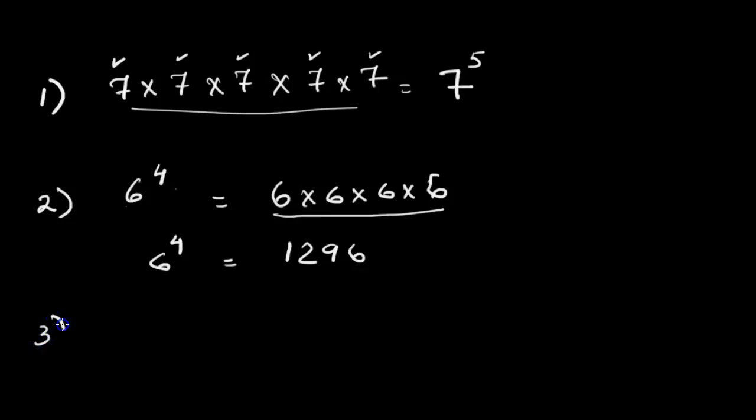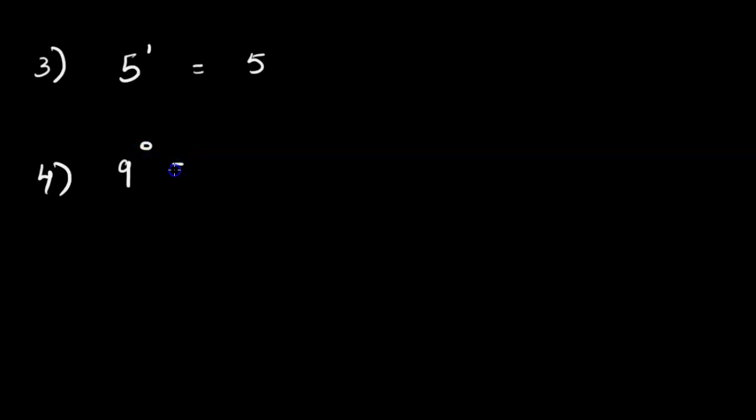Here we have to note one thing: if a number is raised to the power of 1, that means that number is written just one time. And if a number is raised to the power of 0, the answer is always 1. So any number that has a power 0 is equal to 1.